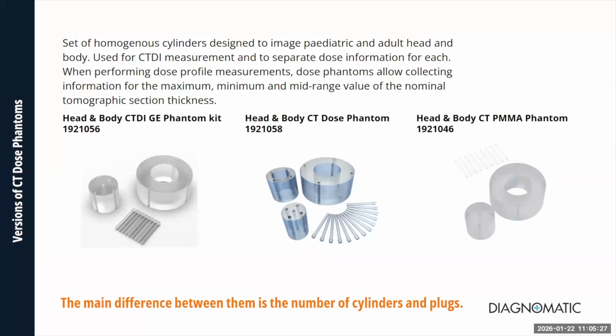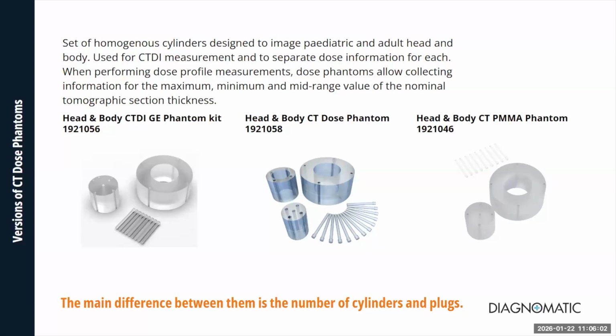In computed tomography, it's also important to measure the CTDI, the dose, and the dose profile. To measure this, we use homogeneous cylinders made of PMMA, which are designed to image the pediatric and adult head and body. When performing the dose profile measurements, those phantoms allow collecting information for the maximum, minimum, and mid-range value of the nominal tomographic section thickness.